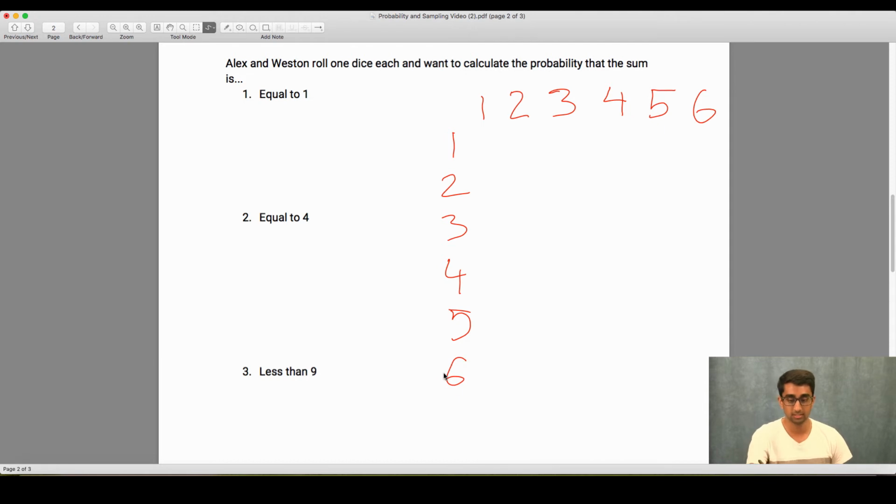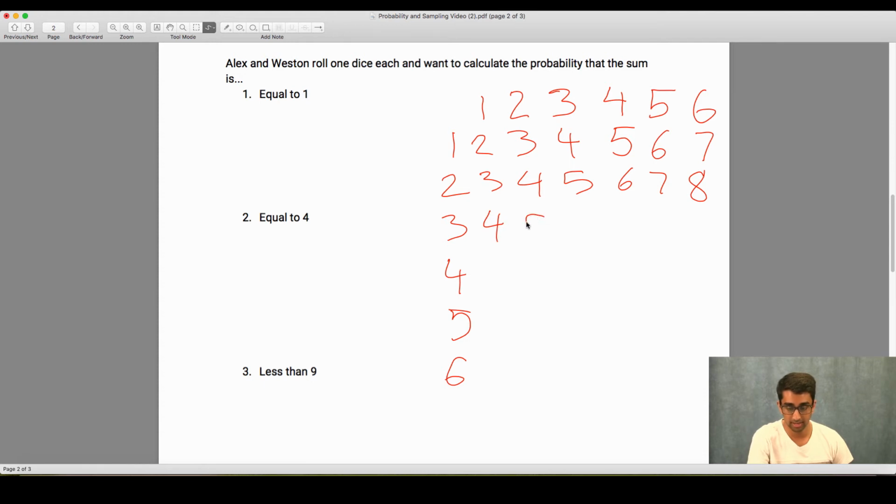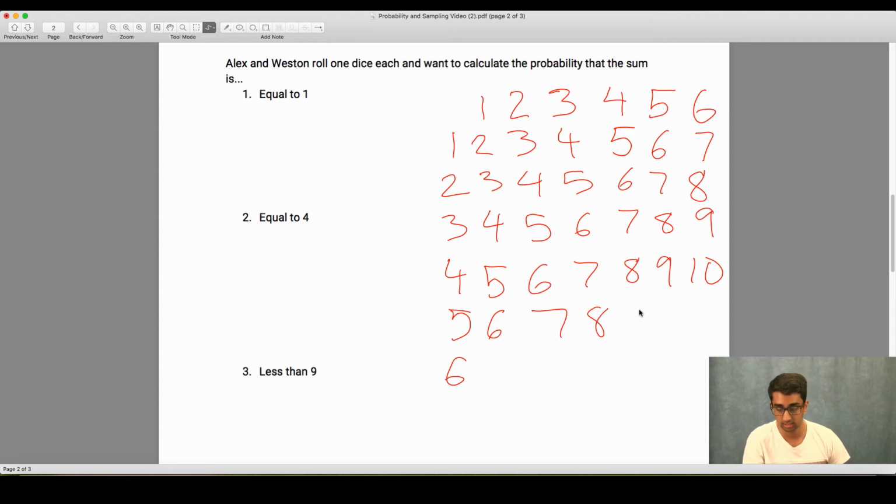So in our problem description, we have Alex and Weston. They decided to roll 1 die each, and they want to calculate the probability of each event. And if we remember, the probability of an event is the probability that it occurs over the total number of possible outcomes. In our case, there are 6 sides to a die, which means that if we want to roll 2 individual times, the total number of outcomes is multiplying 6 by 6, which is 36.